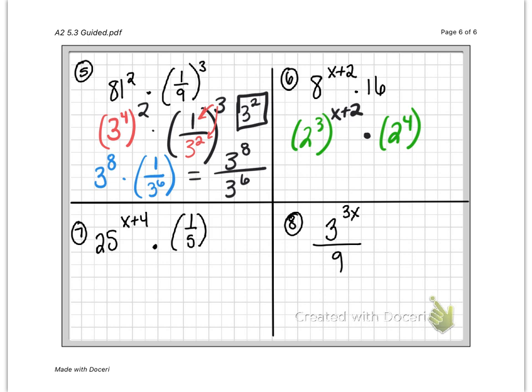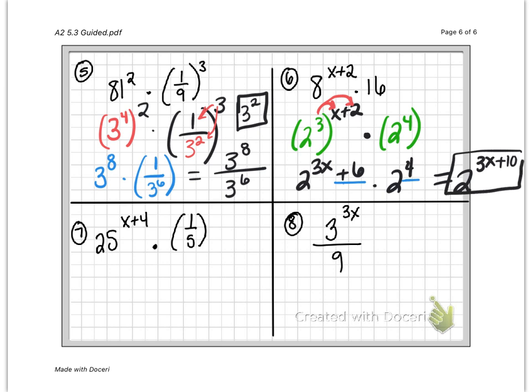Okay, here I need to distribute the 3 to both of those parts of the exponent. So I get 2 to the 3x plus 6, times 2 to the 4th. So remember, now I'm multiplying, which means I will just add the exponents. And the only like terms that I can combine are the 6 and the 4, right? Because there's no other x's that I can add. So my final answer is 2 to the 3x plus 10, because I add 6 plus 4.